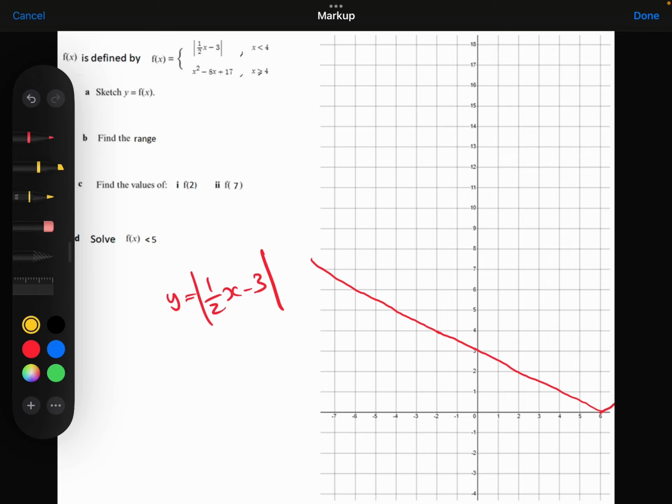But I actually only want to draw that for where x is less than 4. So this part of the graph. So I'm going to rub this bit out.